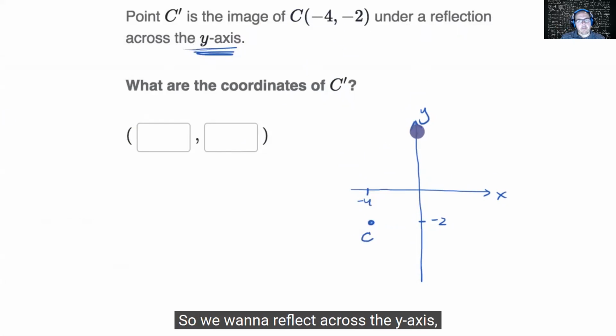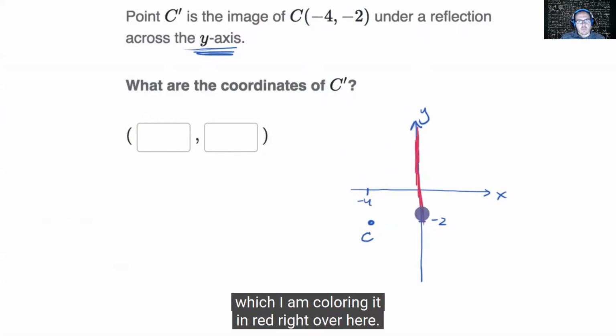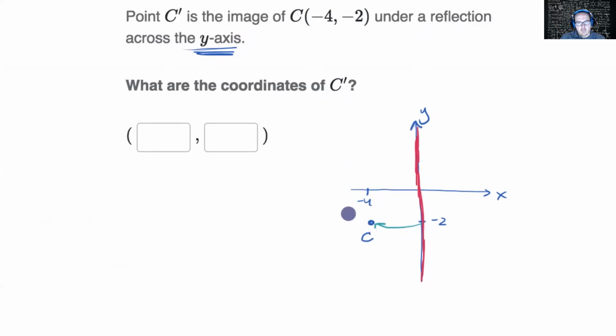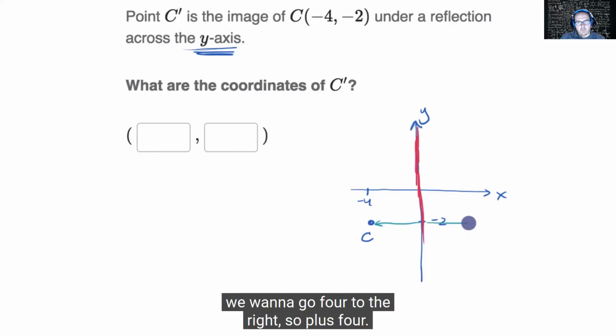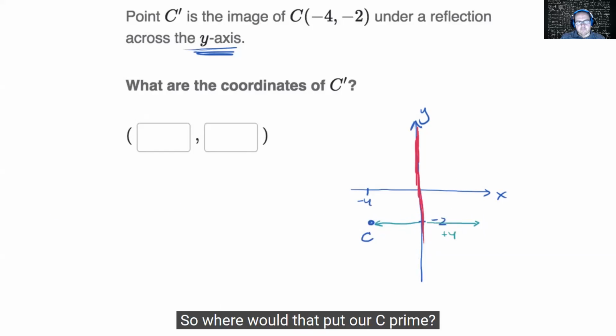So we want to reflect across the y-axis. Coloring red. So let's see. The point C is 4 to the left of the y-axis. So its reflection is going to be 4 to the right of the y-axis. So instead of being 4 to the left, we want to go 4 to the right. So where would that put our C prime? So our C prime would be right over there.